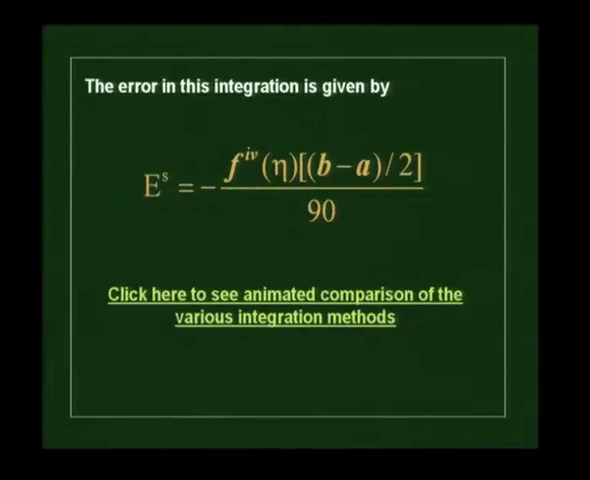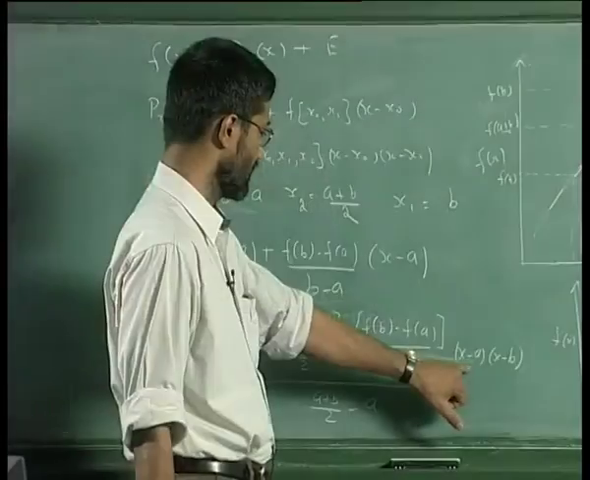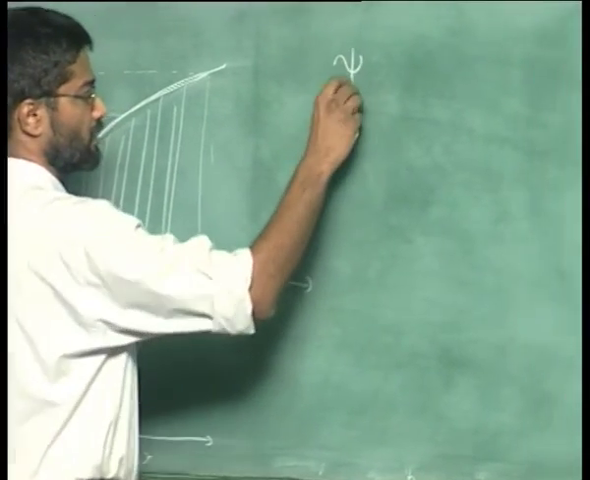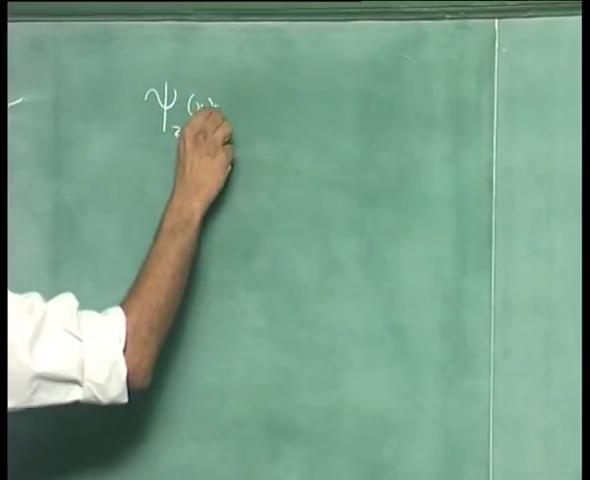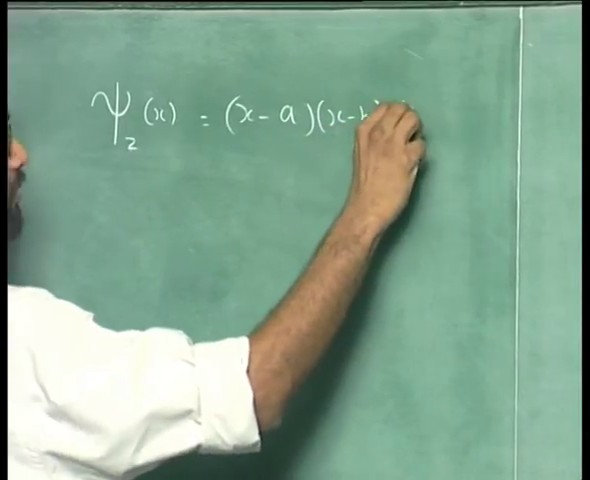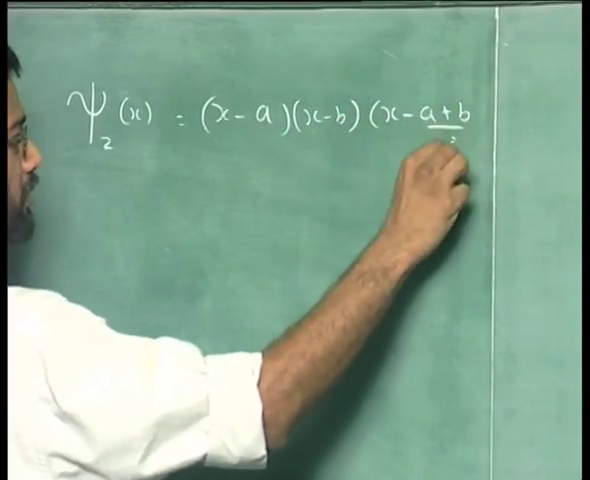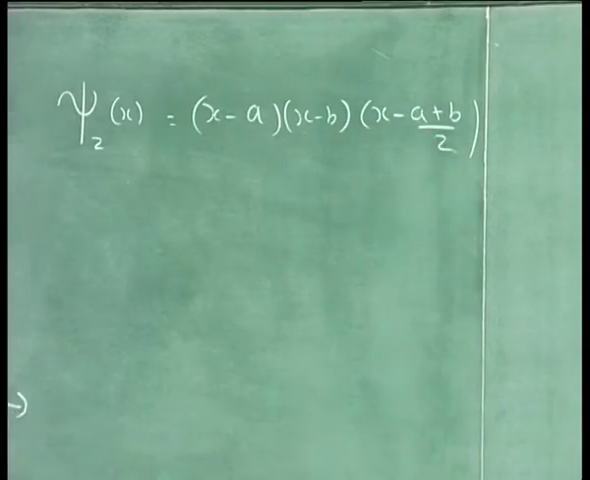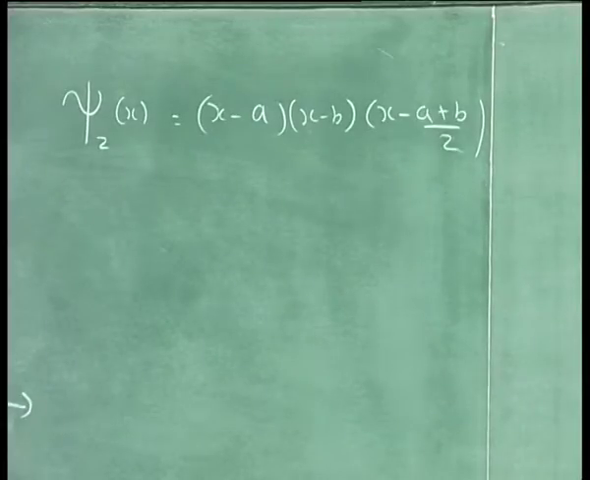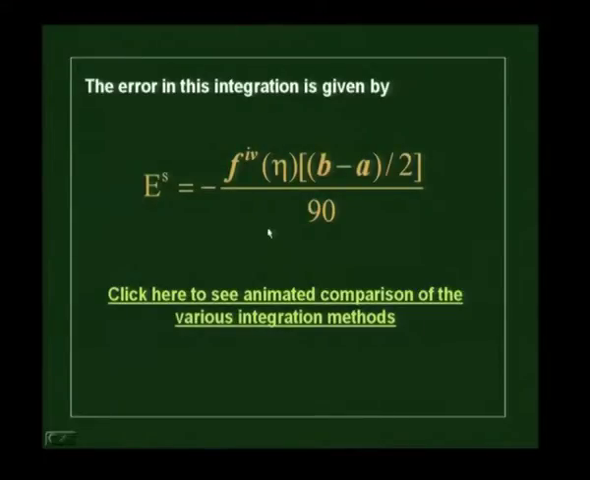Okay, so now we look at the error in the Simpson's rule. The error in the Simpson's rule is now of order 4. The reason is this: in the Simpson's rule we had the psi 2 of x, which is x minus a into x minus b into x minus (a plus b) by 2. Now the integral of this term vanishes in the limit a to b. So we have a higher order accuracy here, and what we get is actually a 4th order term.